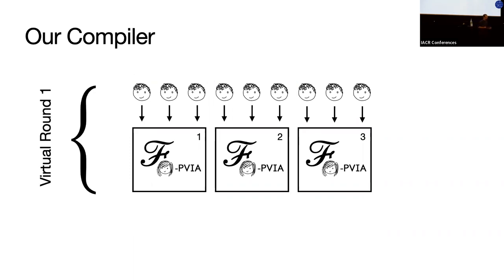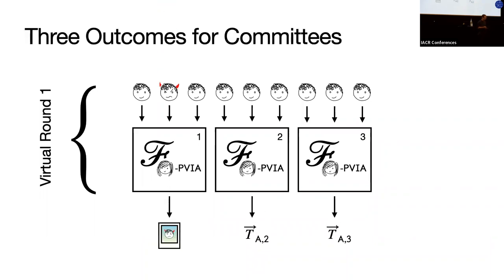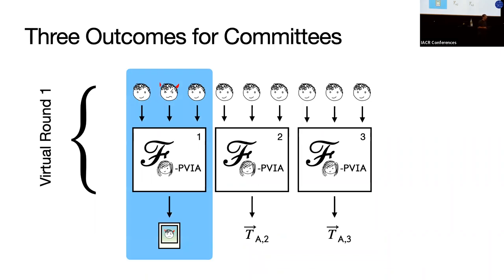And in any virtual round, there are three potential outcomes for every single committee. I'm going to go through them with you here one at a time. So the first outcome is that somebody cheats and causes an abort. In this case, the functionality is going to identify that cheating party to all of the others, not only in the committee, but in the entire protocol, so that that party can be eliminated. And I'll introduce a little bit of visual shorthand. In this case, we're going to color the functionality red to signify this outcome.